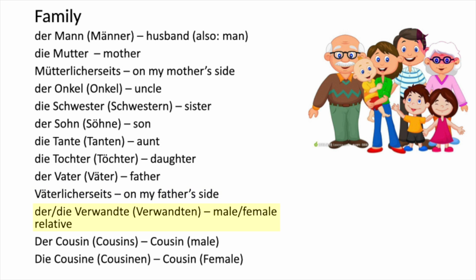Now, if we talk about a relative generically speaking, this is either der Verwandte or die Verwandte, whether it is male or female, we know that based on the form of the definite article being der or die. Now your cousins are der Cousin, if male, and die Cousine, if female.